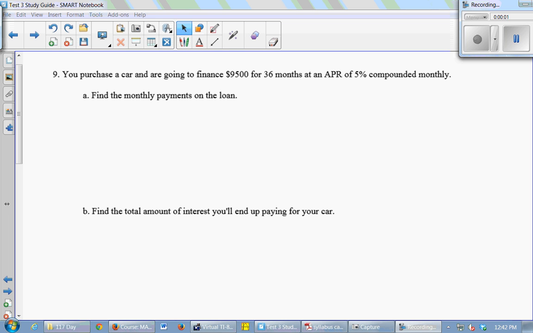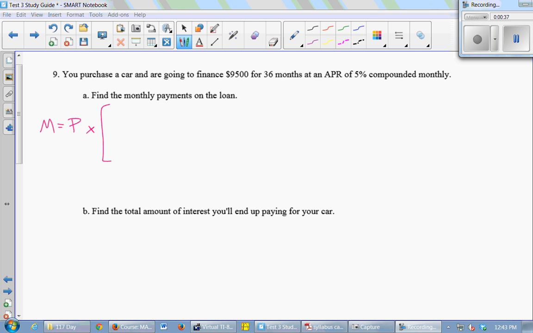You're purchasing a car, and you're going to finance $9,500 for 36 months at an APR of 5% compounded monthly. So we have a formula for loans, like for car loans or mortgages, and that formula was to determine a monthly payment. Capital M for monthly payment is equal to P, the amount of money you're borrowing, times, and then here it gets a little messy.